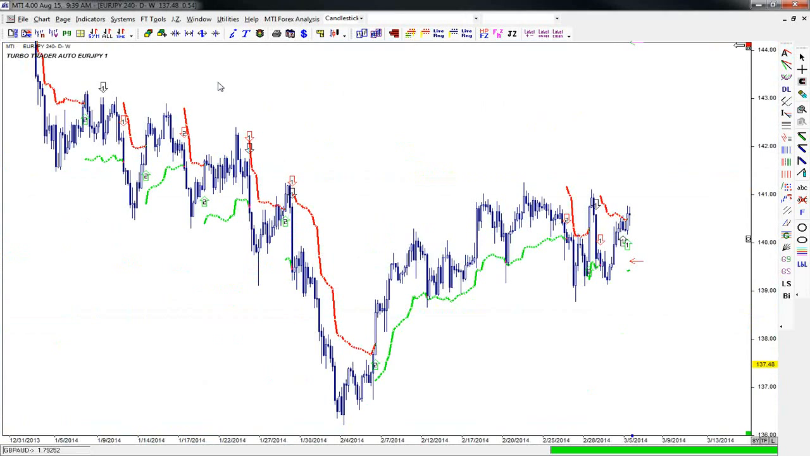And what I want to show you now is the Turbo Trader Auto, all right? Now, for those of you that are wondering, what is the Turbo Trader Auto? Well, simply put, first and foremost, this is on the Euro and JPY currency pair. For those of you wondering, what's JPY, okay? Euro and Japanese yen. This is also on a 240-minute time frame per candlestick, and this is how it works.